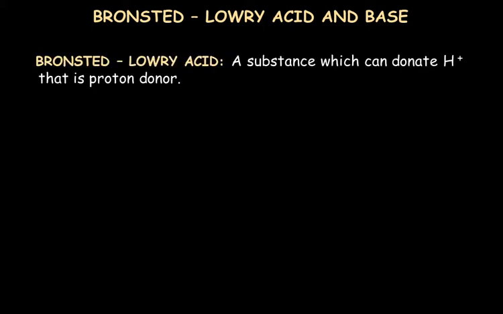A Bronsted-Lowry acid is a substance which can donate hydrogen ion, or it is a proton donor. Now hydrogen ion and proton is almost the same. Why? Because as we know, hydrogen has just one electron in its shell with one proton in its nucleus. Now if hydrogen is a positive ion, it has lost this electron, leaving only one proton in its atom. So we can also call hydrogen ion a proton. So Bronsted-Lowry acids can also be called substances which are proton donors.